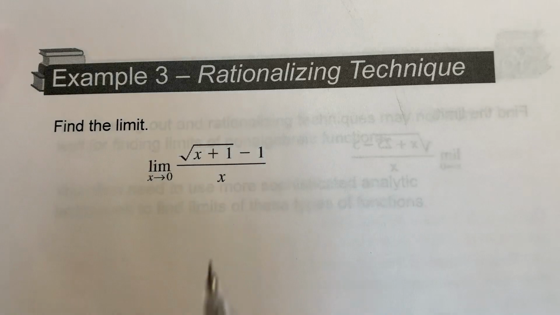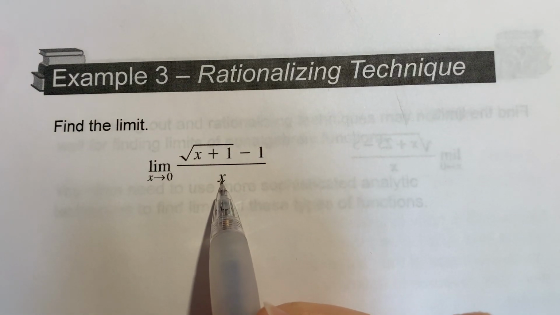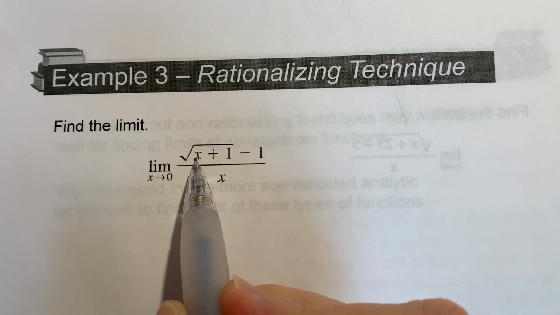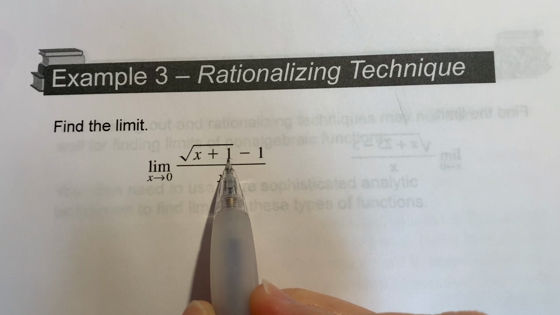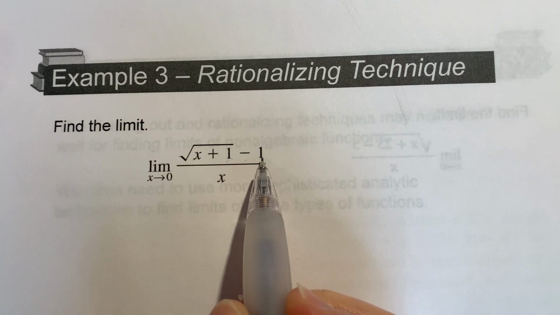Again, when you start this one, if I substitute 0 in here, I'd have 0 in the denominator. If I put 0 in here, I'd have 0 plus 1, which is 1. Square root of 1 is 1. 1 minus 1 is 0.